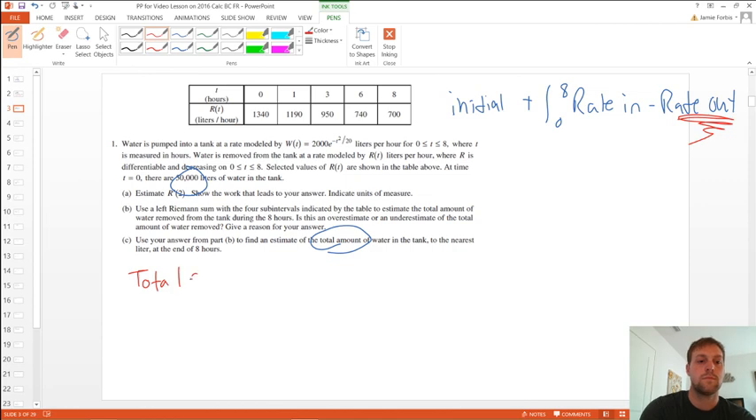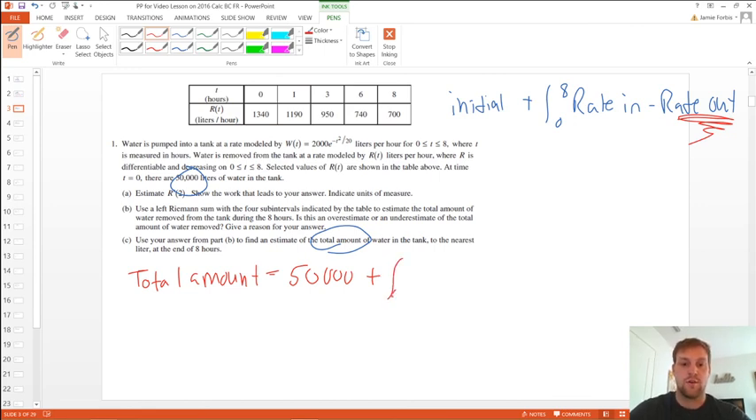Total amount is equal to the initial amount of water in my tank, which is 50,000, plus the integral of the rate in minus the rate out. The integral of the rate in is 0 to 8 of my rate in function, which is W of t dt, given right here. And then minus the integration of my rate out, which I estimated in part B. So we're going to say minus the amount coming out, which was 8050.